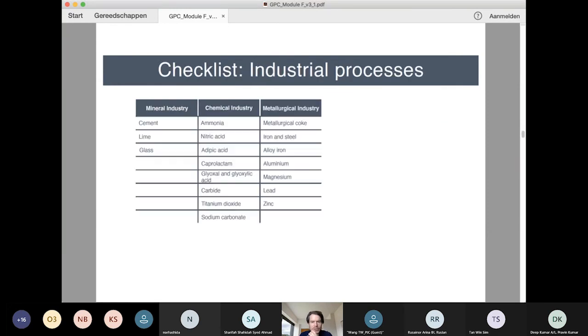And again, go back to the categories. I've got the checklists in the workbook. So these are your main industrial processes. Do you have any of these facilities in your city? If yes, you should definitely include them. If no, then don't worry about them.